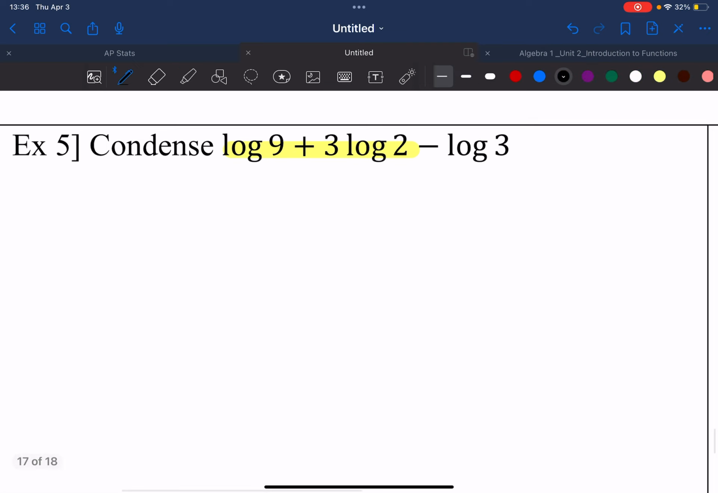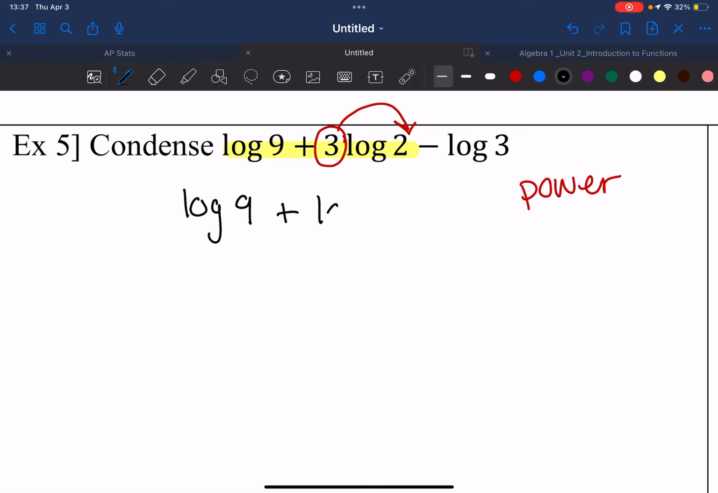So before I start condensing these, I should notice that I have a number in front of one of my logs. Well, if we think back to the properties and we think back, okay, what made this number come to the front? We can recall that from the power property that this used to be an exponent. So I'm first going to use the power property and rewrite this with the correct exponent. So this is log of 9 plus log of 2 cubed.